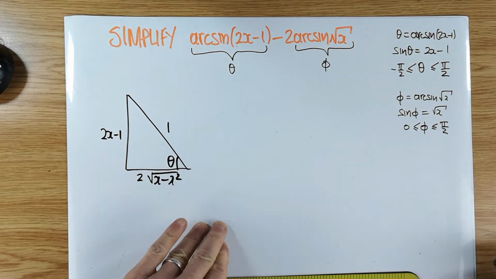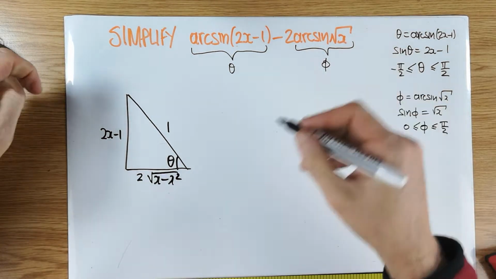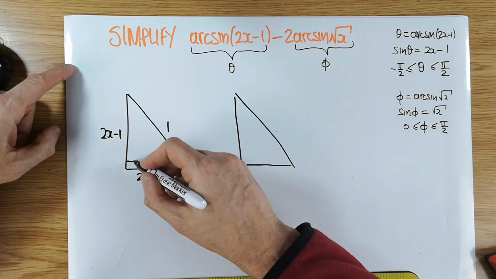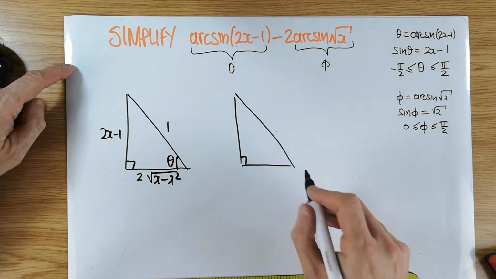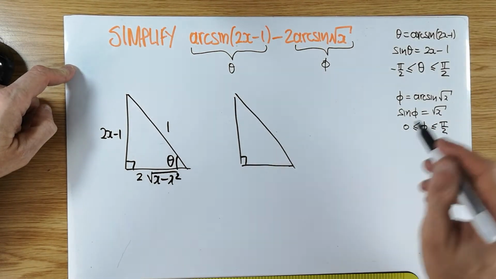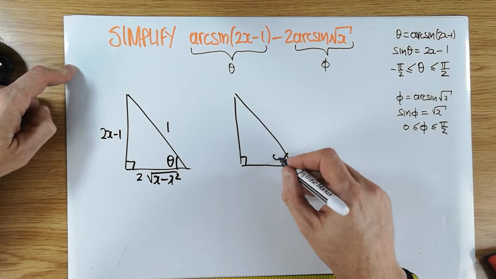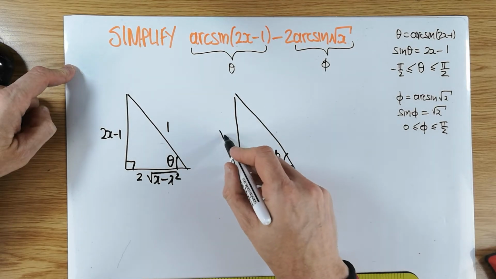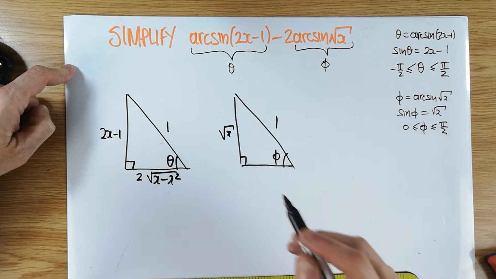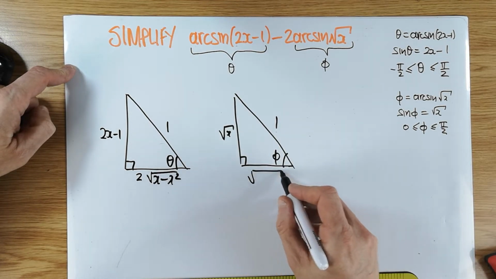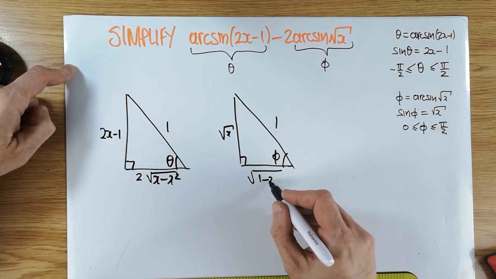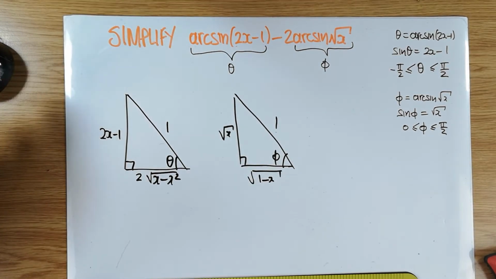Let me just do another triangle, and the triangle this time is for the phi. So this is my phi triangle. I should really mark the right angle, not that it's not obvious perhaps. Sine phi is the square root of x, so this is my phi: the square root of x divided by 1, opposite over hypotenuse. So the missing side is the square root of 1 squared, which is 1, minus this quantity squared. So it's a lot nicer: it's the square root of 1 minus x.